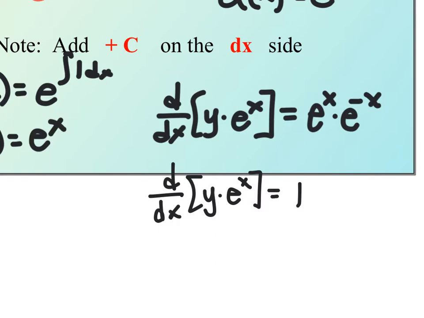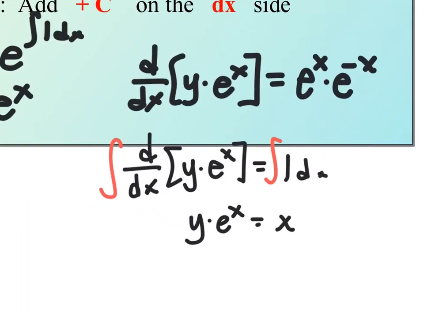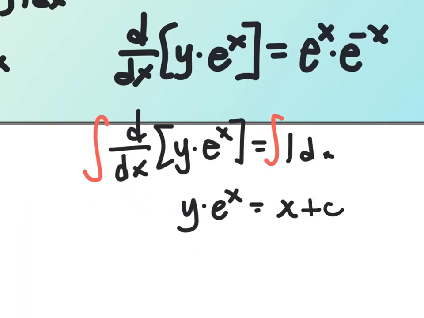Alright, let's integrate. I integrate both sides with respect to x. The left side just becomes what it is on the inside there, and the right side becomes x. Let's see here. Is this general? No, it's got an initial condition. I've got to add a plus c here.